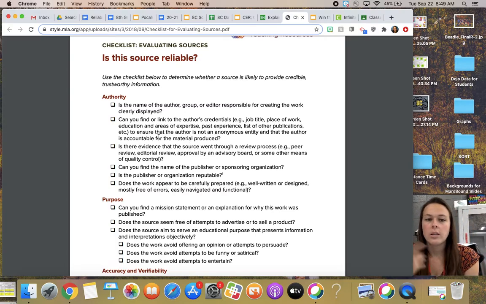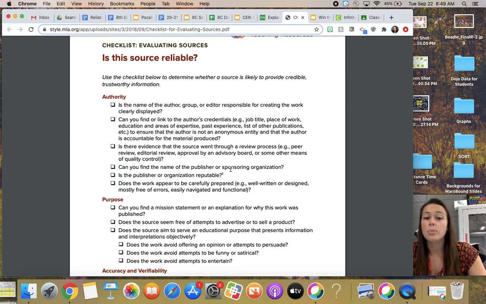You want to make sure that they're held accountable for what they're writing. Is there evidence that the source went through a review process? Was it peer-reviewed? Was it looked at by an editor or an advisory board? Was there somebody who stopped it and checked it? Basically, what we don't want is somebody going on their blog and posting whatever they would like. Think of Wikipedia, where anybody can just edit and change things. We want to make sure that somebody's there checking it.